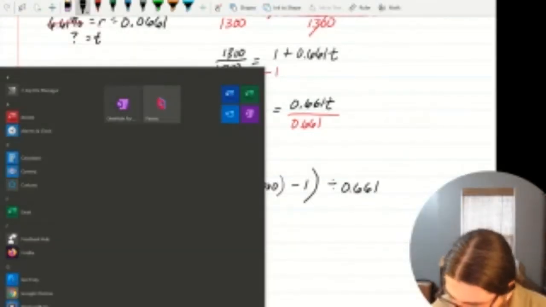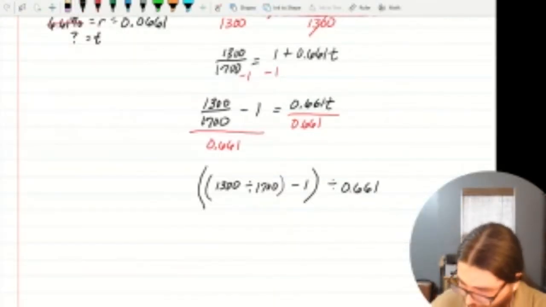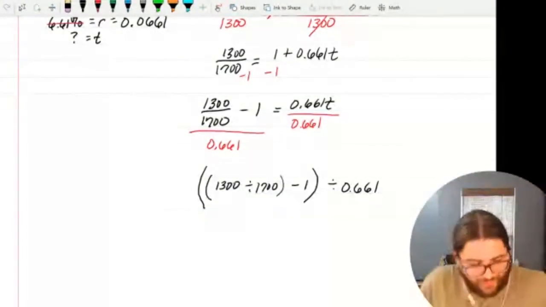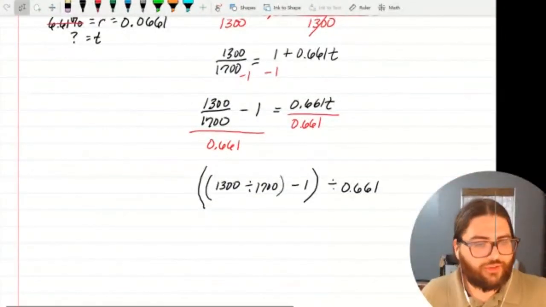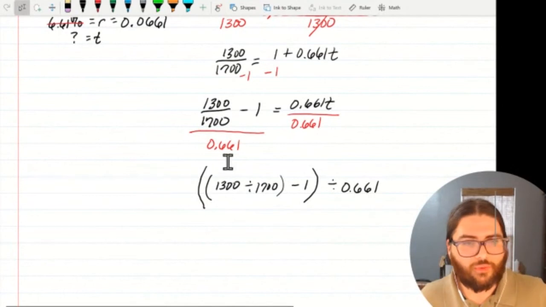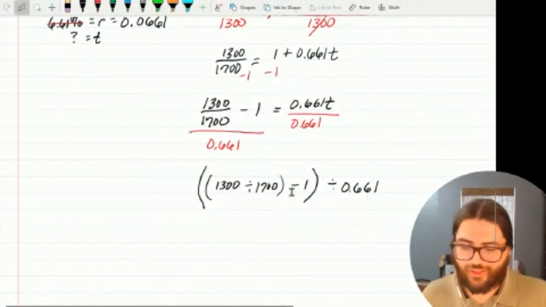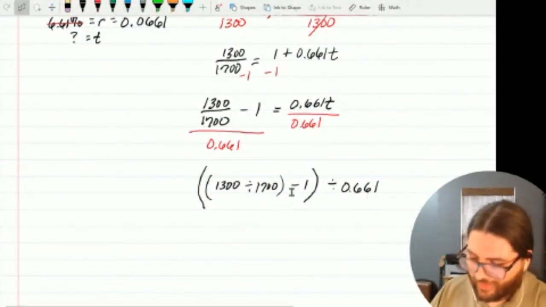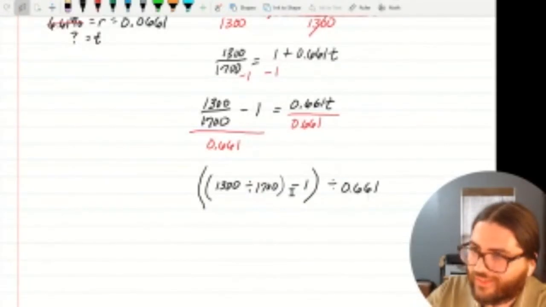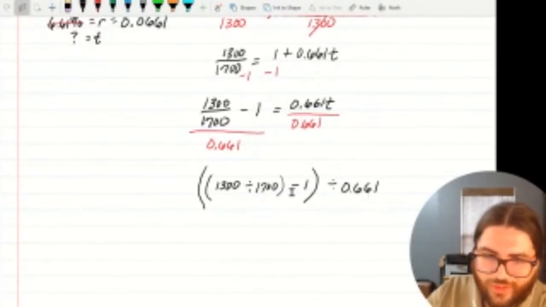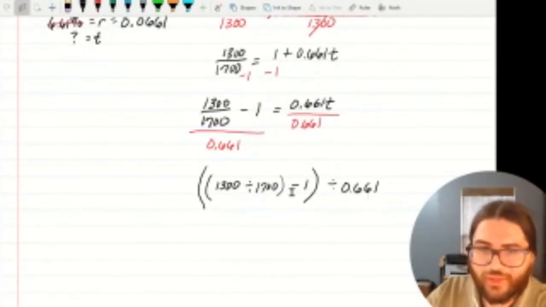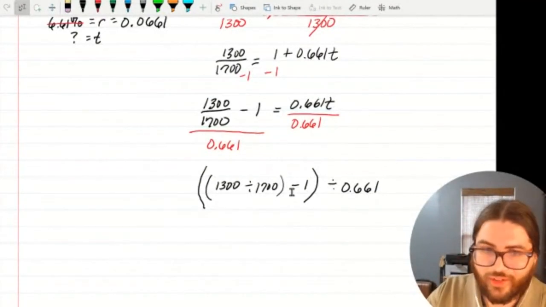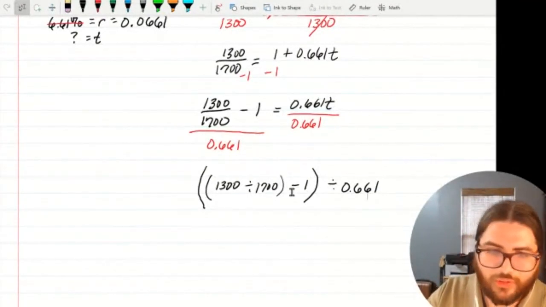Well, let me see. Oh, I haven't installed... Sorry, this is a new computer for me, so I did not install my calculator application. I will do it on my big computer. On the ones before, when I said I'll bring out my calculator, I cheated. I did it in my head. This one I'm going to have to do manually. Minus 1 divided by 0.661.